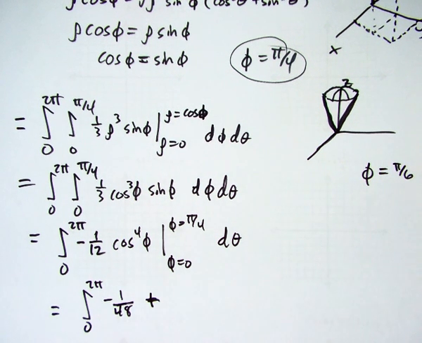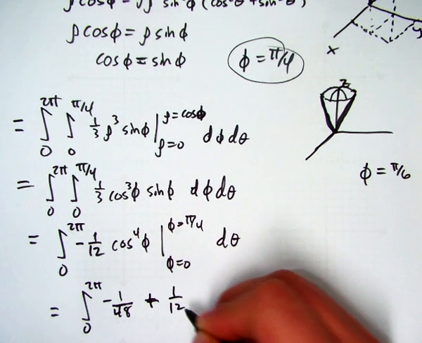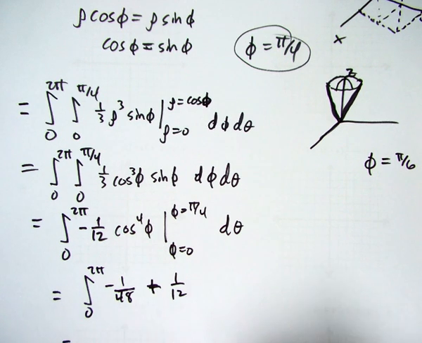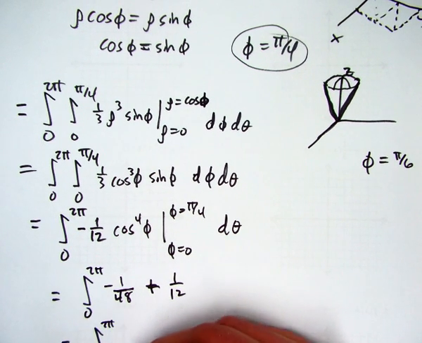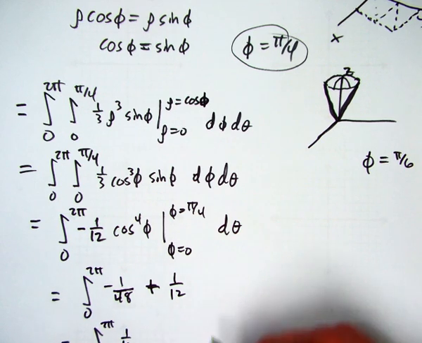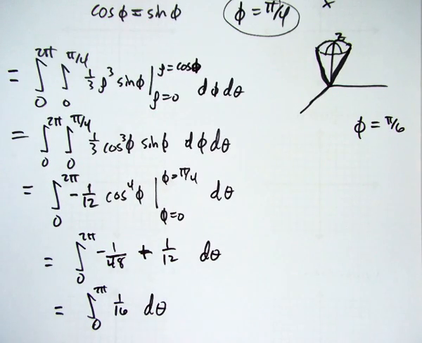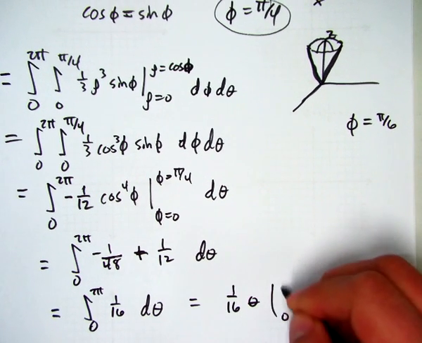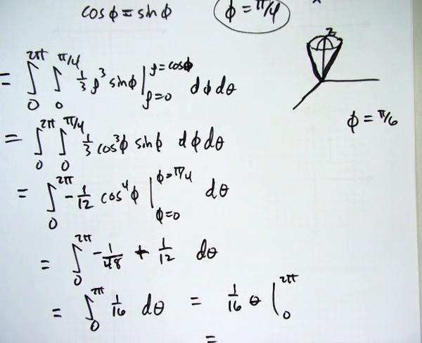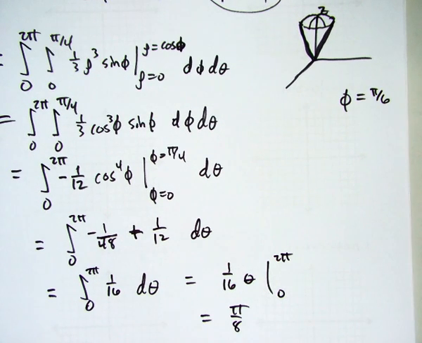Now we plug in 0. So we're going to add in what? 1/12, which is 3/48, which is 1/16, right? So 1/16 becomes 1/16 theta from 0 to 2 pi. So the final answer is pi over 8. Okay.